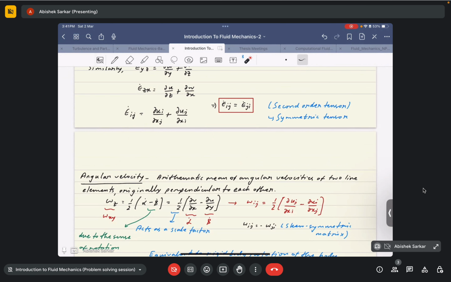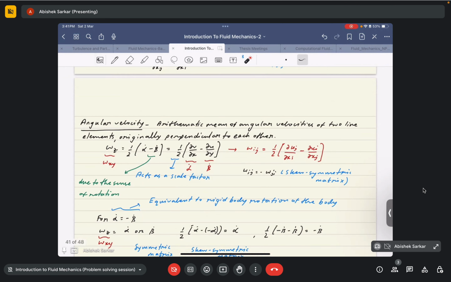Okay, so again, angular velocity is simply given by the arithmetic mean of the angular velocities of the two line elements which are originally perpendicular to each other. So if we go back to the diagram, let me just draw it again. Initially the fluid element was of this shape, and then after some time the fluid element has deformed. Okay, I don't think I will be able to draw the entire diagram, just say like this.